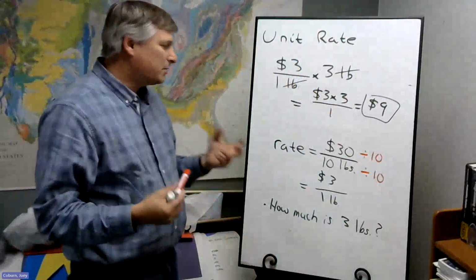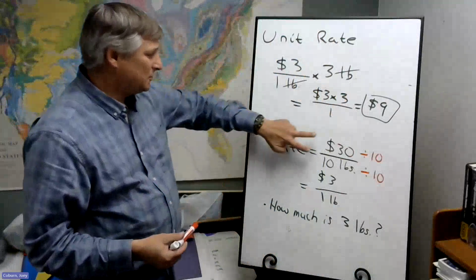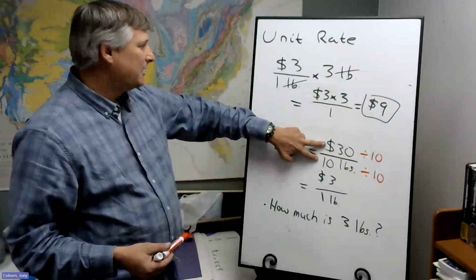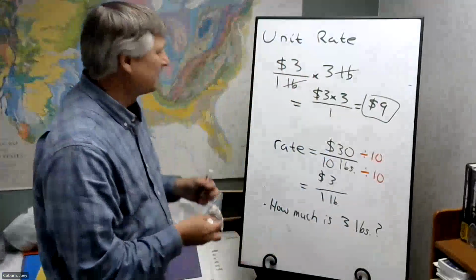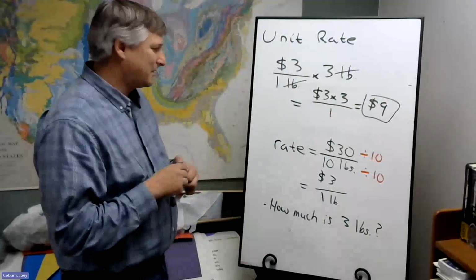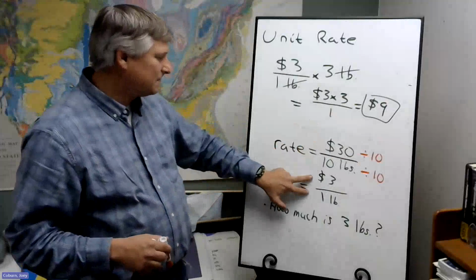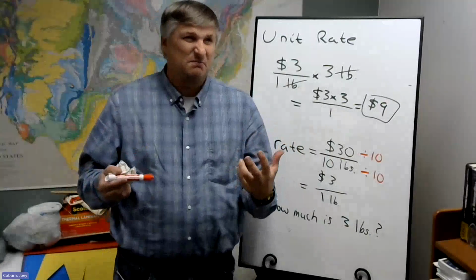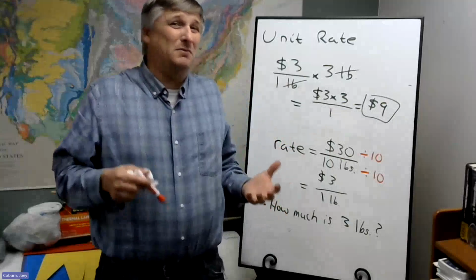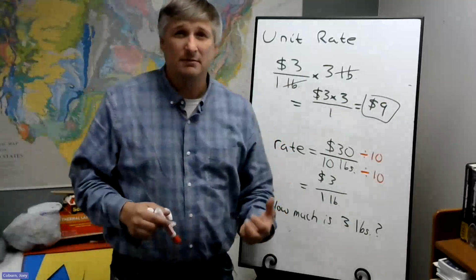Now, one of the advantages here, because we could have done this the same way, we could have just used this as our rate and multiplied by 3 pounds, and we get the same answer. But the idea here is that when you have this reduced, well, you can do this math a little easier in your head. Now, it's usually not recommended to do math in your head because it's really easy to make a mistake.